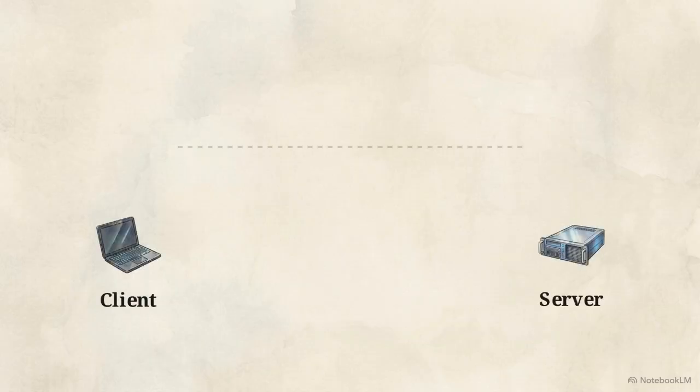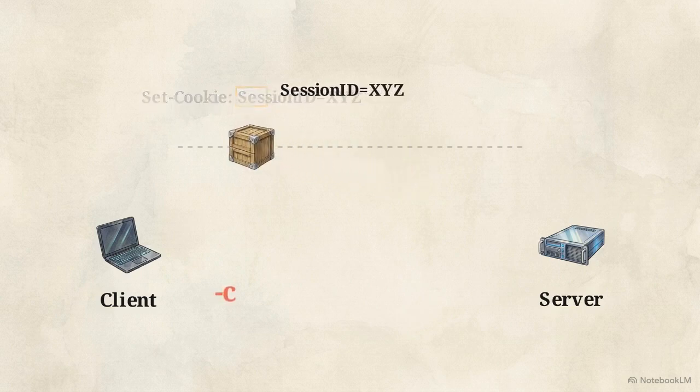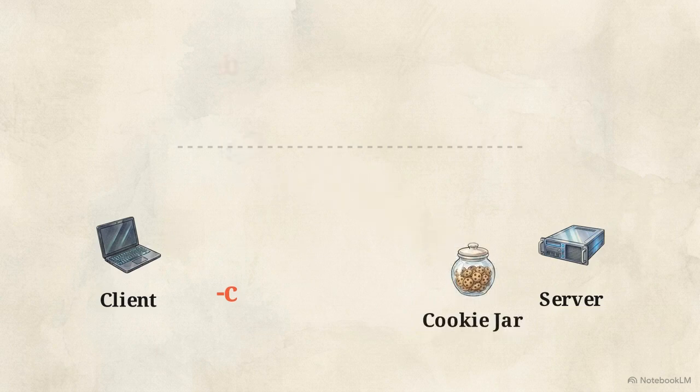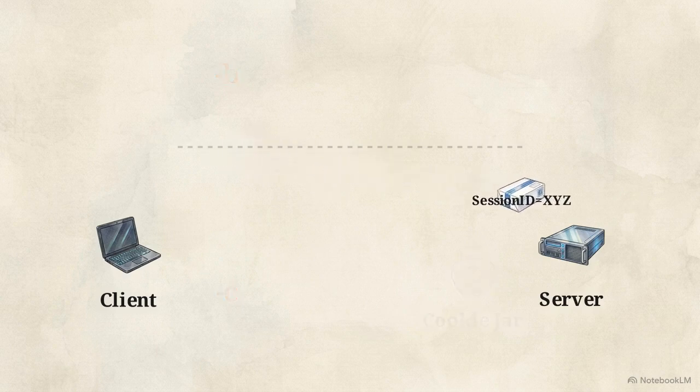Capture session state using the -c flag. When the server returns a set cookie response, curl writes it into a local text file, or cookie jar. For the next request, the -b flag reads this file, slotting the cookie data back into the outgoing HTTP headers.